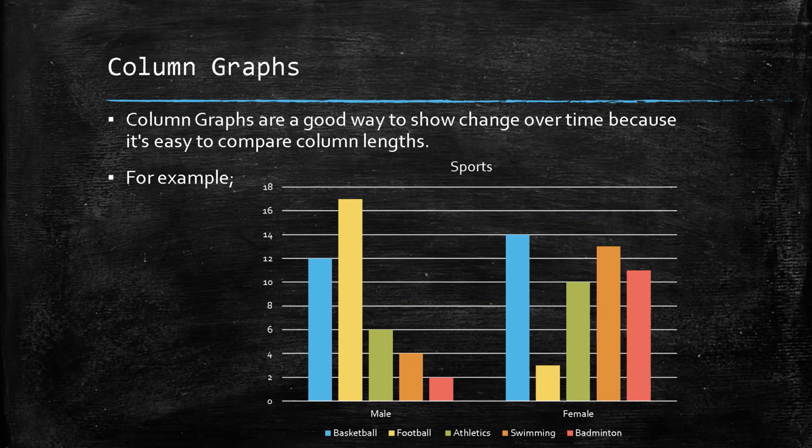But before that, let's look at the column graph on the screen. As you can see, there is a legend given below the graph. It will help us read the graph better. Basketball is blue, football is yellow, athletics is green, swimming is orange, and badminton is red. How many females play basketball? Yes, 14! Well done! Shall we move on to the next graph?